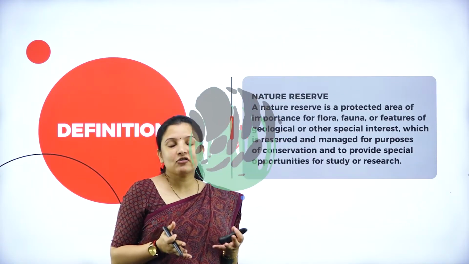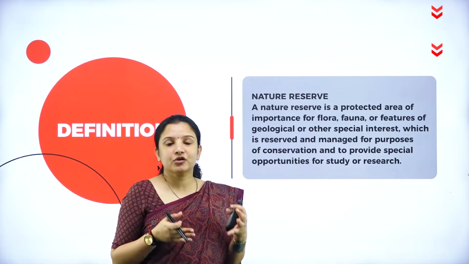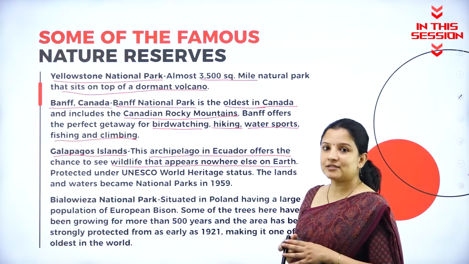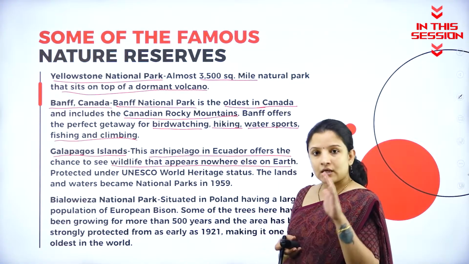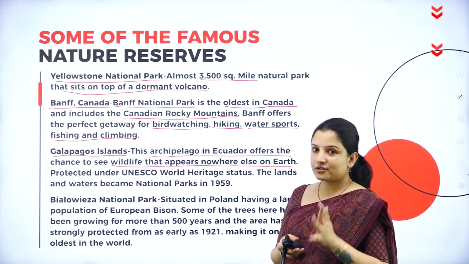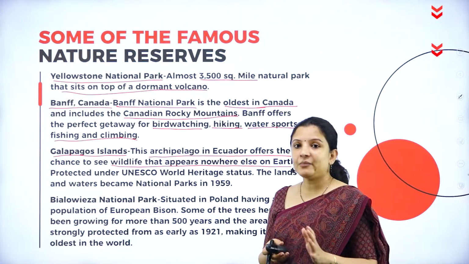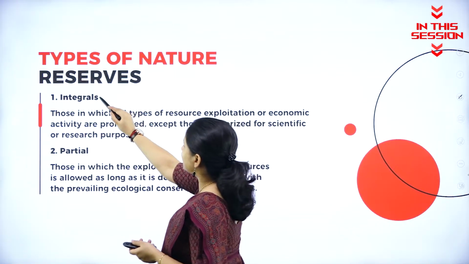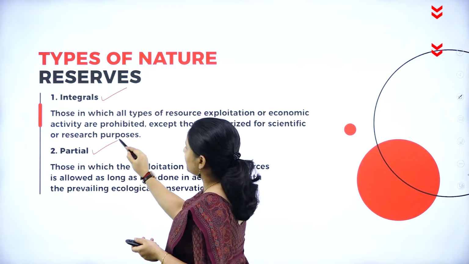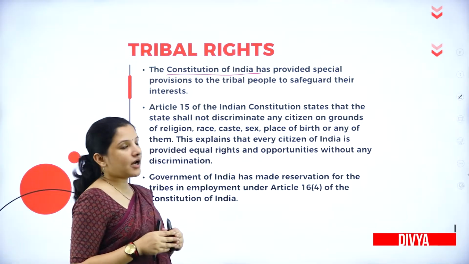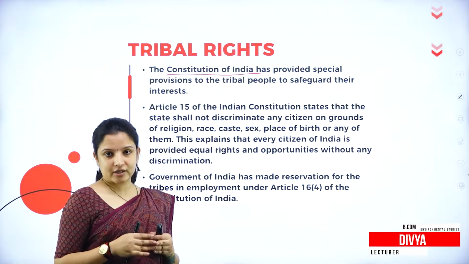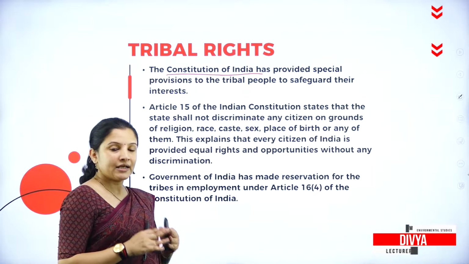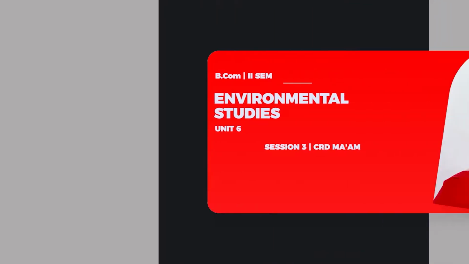Nature reserve. Reserve means to protect something, right? So here what is being protected? The nature is being protected. There are some wildlife which are endemic only to Galapagos Island, meaning you don't find them anywhere else in the world. So nature reserve is of two types. One is integral and the other one is partial. The Constitution of India has provided special rules and regulations and laws, especially for the tribal population itself separately.